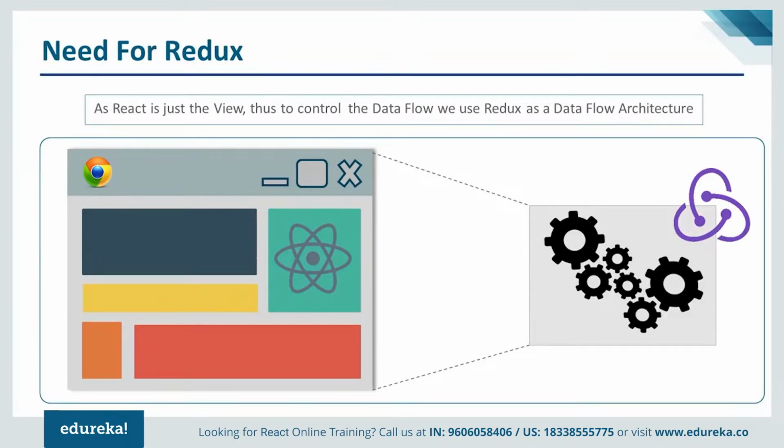So as you can see on the screen here, this is the view part, or the browser screen, the web application, which is handled, the view part is handled by React.js. Now to handle the data flow, or the data flow architecture, we need Redux. So this is the need for Redux.